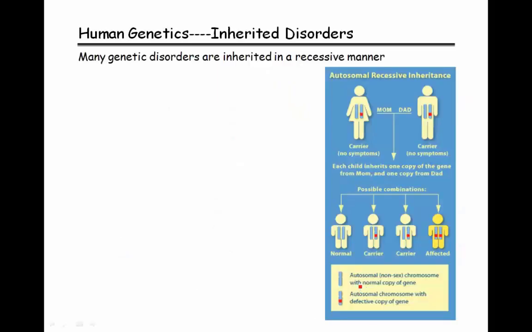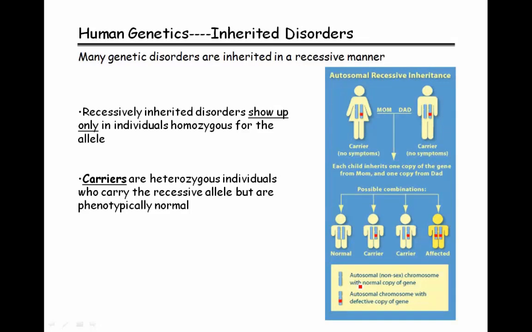Now, one reason that pedigrees are drawn quite often is when we're dealing with genetic disorders. Many genetic disorders are inherited in a recessive manner. So if we're talking about something that's inherited in a recessive manner, what that means is that having the disorder is the recessive phenotype. Recessively inherited disorders show up only in individuals that are homozygous for the allele. So this would be someone that is like a little a, little a.